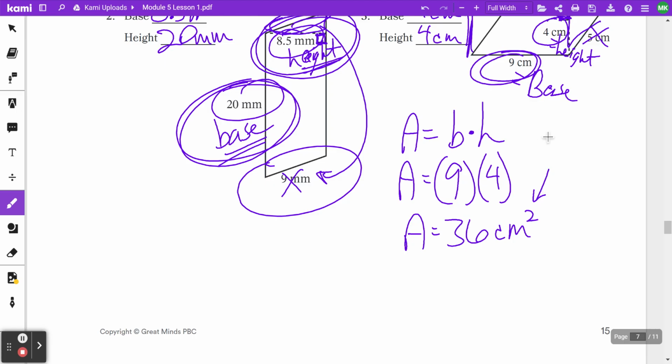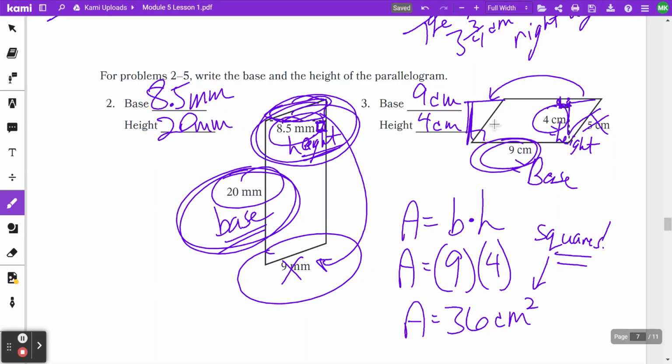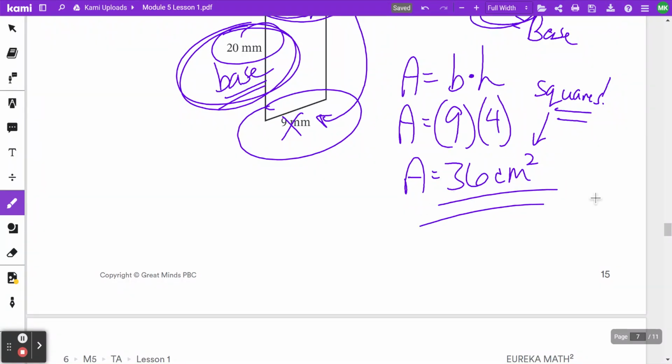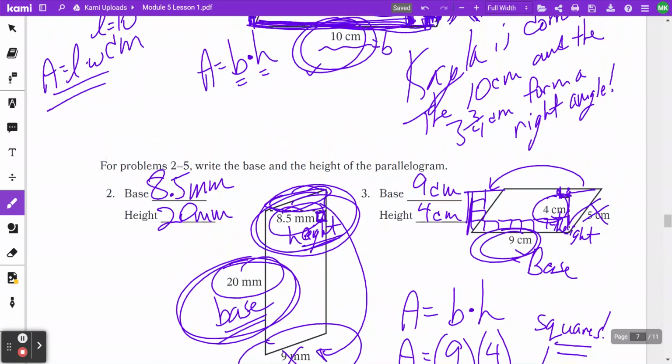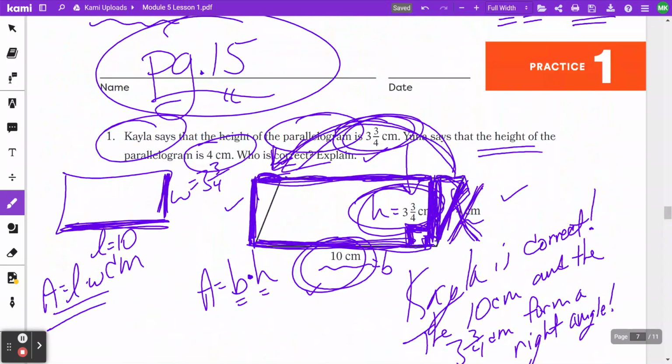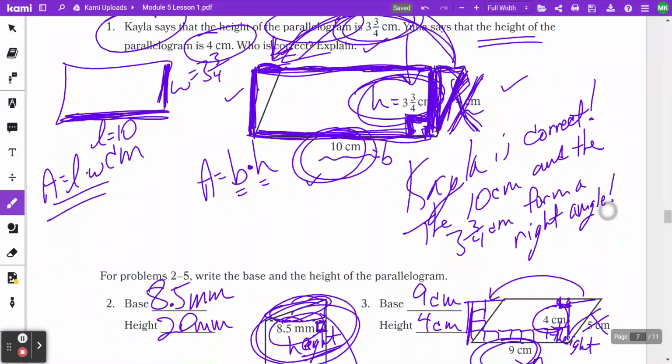Notice I'm using square because it's still squares for measuring area. So 1, 2, 3, 4, and then it would be 9 across. Fill them all up, and you get your 36 squares measured in centimeters. Okay, so that's the deal, folks. That's how you find the area of a parallelogram and how you know what units to use.